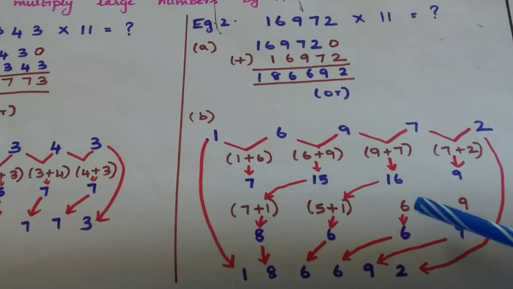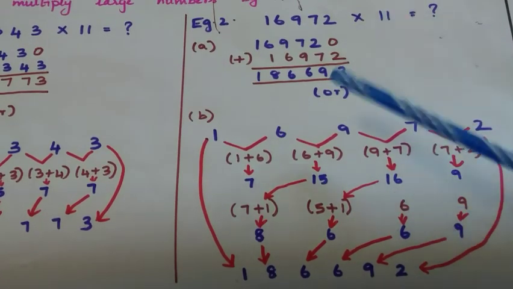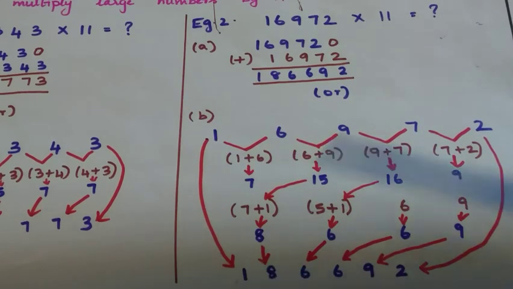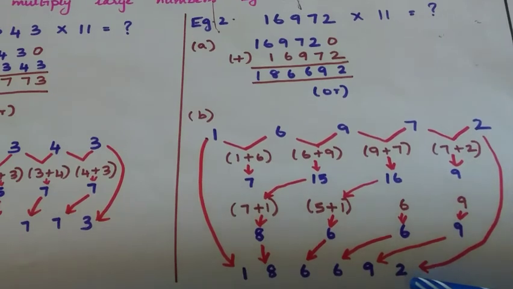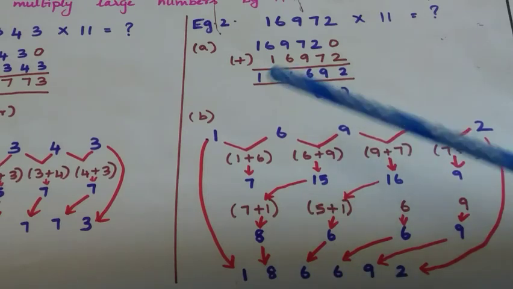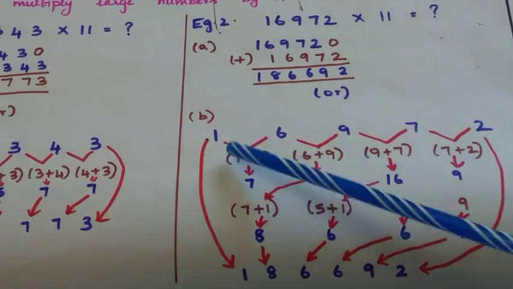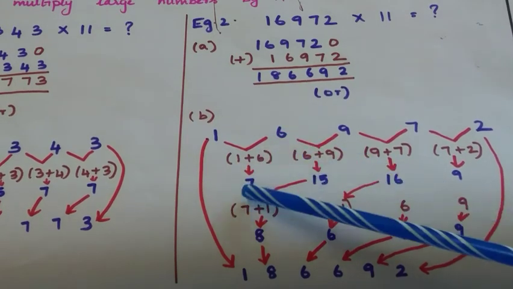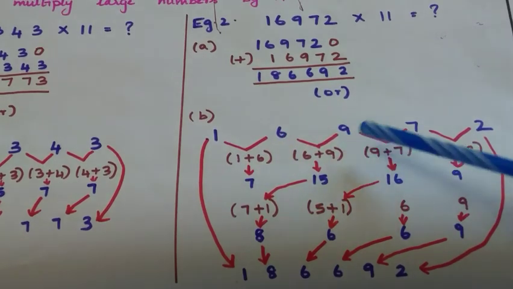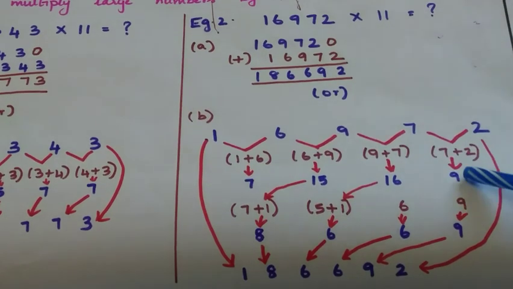The next most important and interesting method is this one, which is even faster than this. So you just need to write down the first digit and the last digit as it is and leave a space in between, where you need to fill in the digits by adding the adjacent numbers together. So first you add 1 plus 6, which is 7, and then 6 plus 9, which is 15, and then 9 plus 7, which is 16, and then 7 plus 2, which is 9.